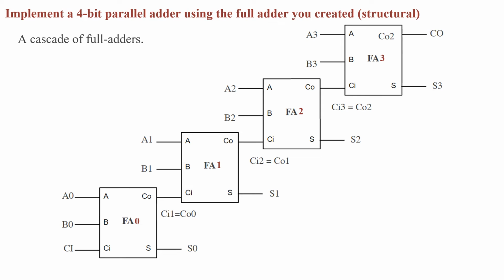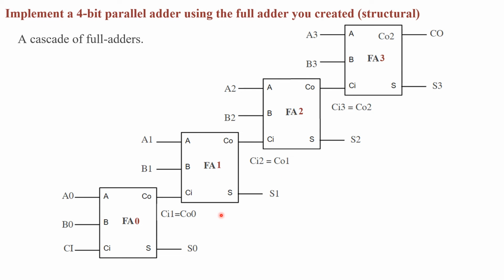Now what we'll do is design the structural code for the 4-bit parallel adder. For a 4-bit parallel adder, we need 4 full adders, because each full adder is only able to add 2 bits together plus the carry in bit. So the 4-bit parallel adder will consist of 4 full adders connected this way. We can name each full adder uniquely. So we have FA0, FA1, FA2, and finally FA3.